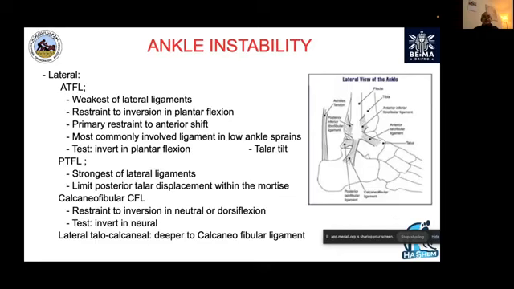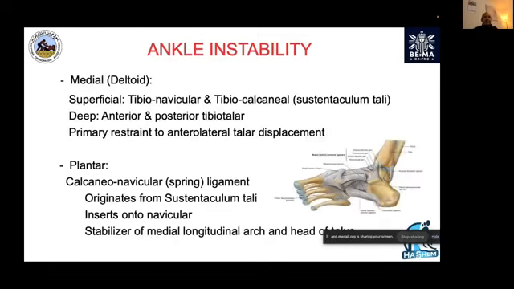Talar tilt: if your anterior talofibular ligament is incompetent, this will allow your talus to tilt inside the ankle, not to shift, to tilt. PTFL is very strong, very rare to have an injury. Then CFL, which mainly restrains against inversion, either in neutral or dorsiflexion, and we examine it by putting the ankle in neutral and trying to invert. Then you have the lateral talocalcaneal, which is deep to the calcaneofibular, and we consider it part of the calcaneofibular ligament. On the medial side, you have the deltoid ligament.